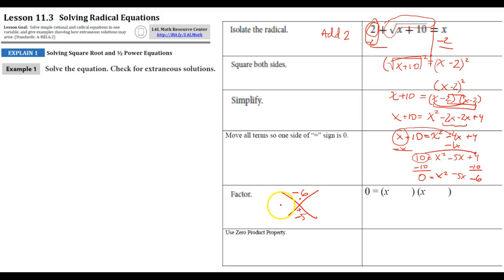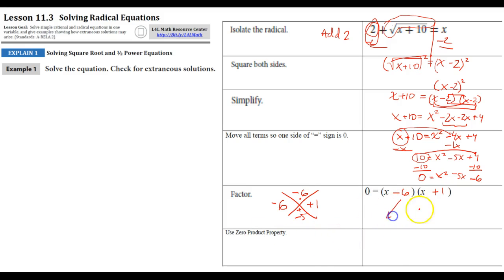And essentially those two numbers would be a negative 6 and a positive 1. So if I multiply those together, I get negative 6. If I add them, it would be negative 5. So that would be negative 6 plus 1. So we factored. And last but not least, we're going to use a zero product property to solve.